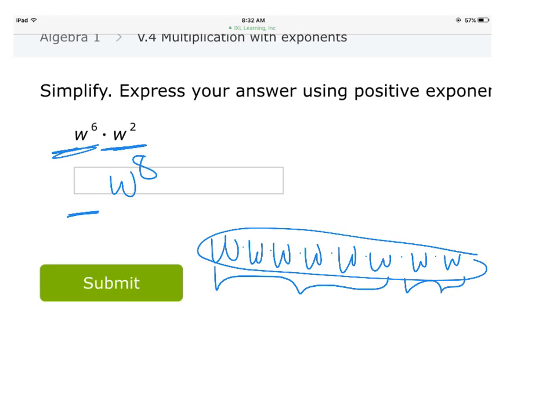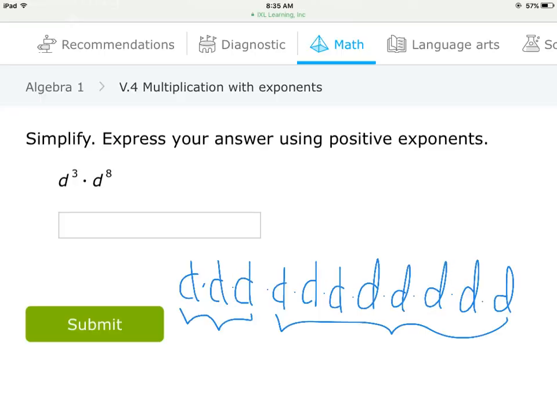Instead of writing out all of these w's, there is a shortcut. And you may have noticed this. If we take our 6 plus our 2 for our exponents, that gives us our number 8. So if you want to write it out like this, you can. If you understand the shortcut that we're going to add the exponents together, you can do that instead.